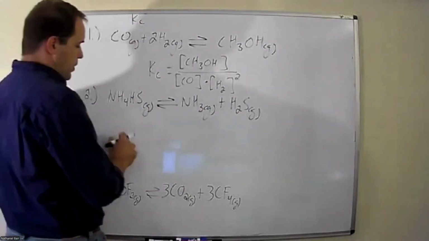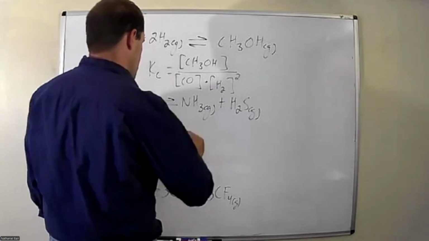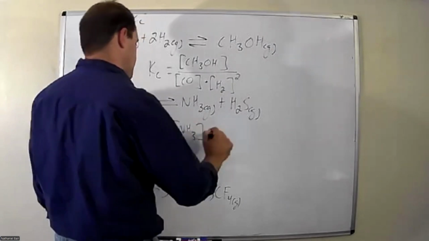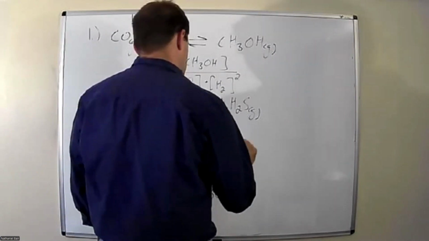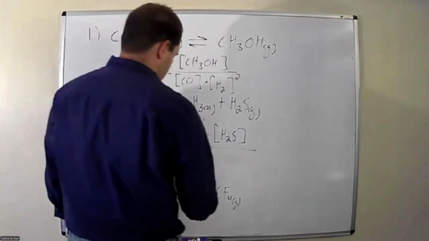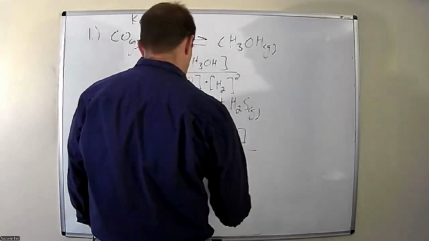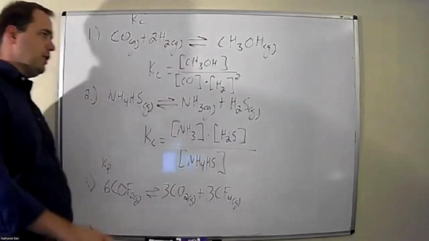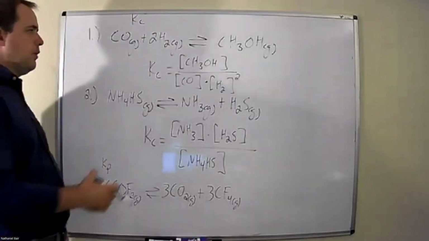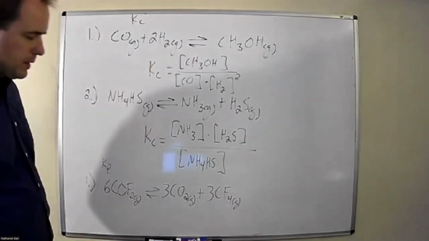Now let's do this bottom reaction here. That's going to be Kc equals the NH3 concentration to the first power times the hydrogen sulfide gas concentration to the first power divided by the ammonium hydrogen sulfide to the first power. So those are your mass action expressions. Remember, the coefficients become the exponents, and it is products over reactants.